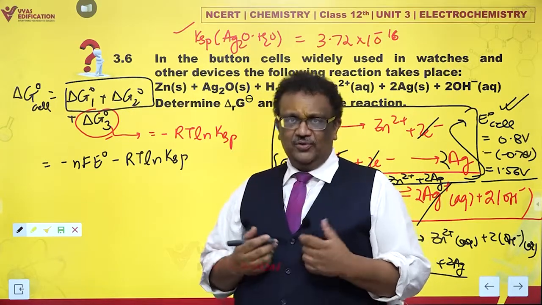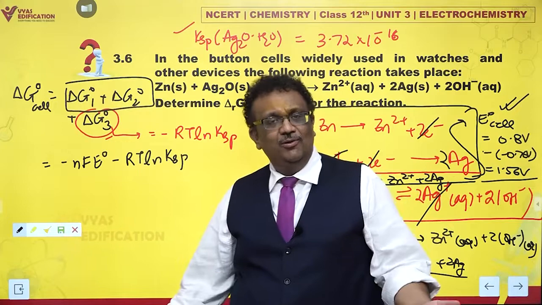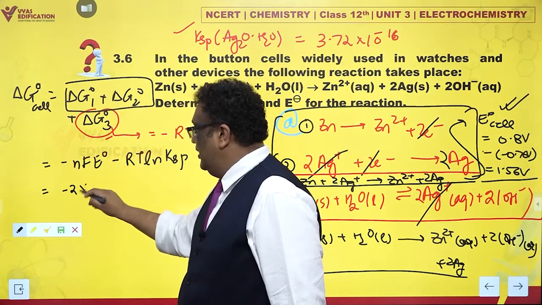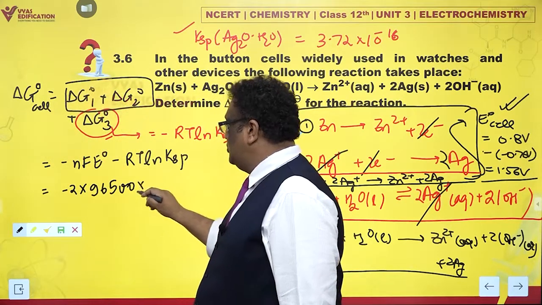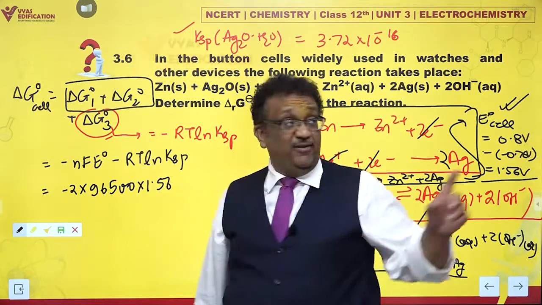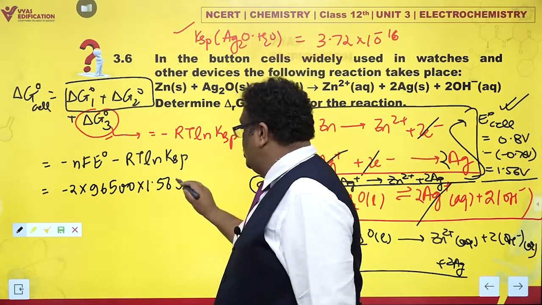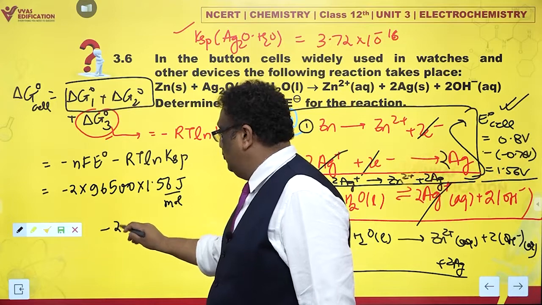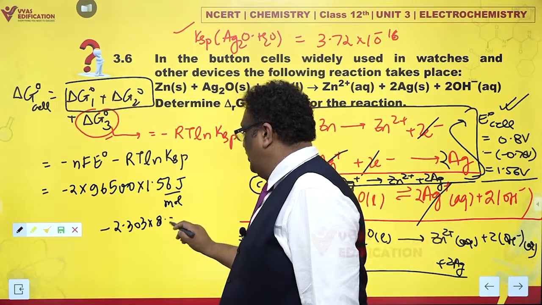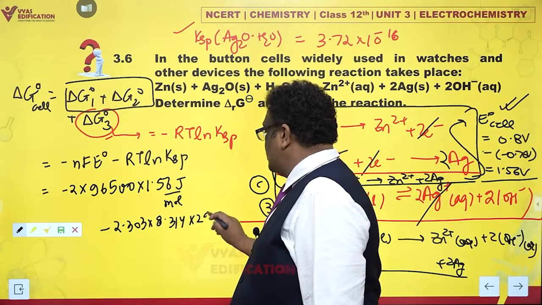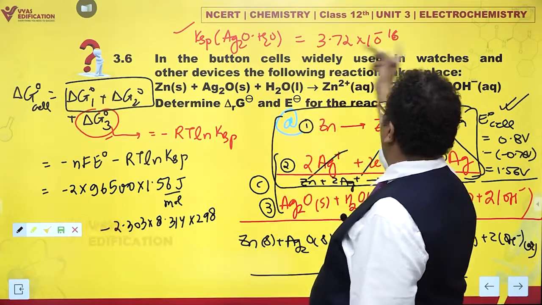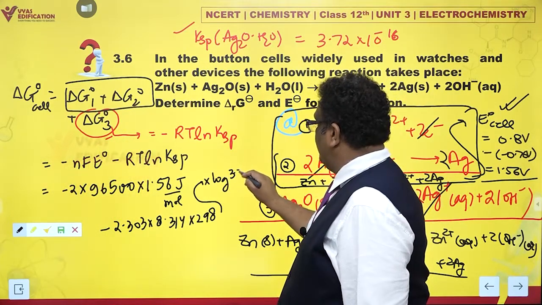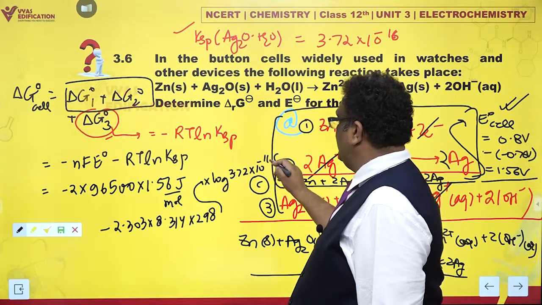Could I calculate that? Of course I can calculate that. All I need to do is substitute. How much is N? The number of electrons which cancel is 2. So this is minus 2 into 96500 into 1.56. E0 cell is 1.56. Please note volts. So many joules per mole. Please don't forget to convert this into kilojoules per mole. Minus 2.303 into R, which is 8.314 joules per mole Kelvin, temperature is 298 Kelvin, log of KSP, log of this dirty thing, 3.72 into 10 to the power minus 16. Fancy.